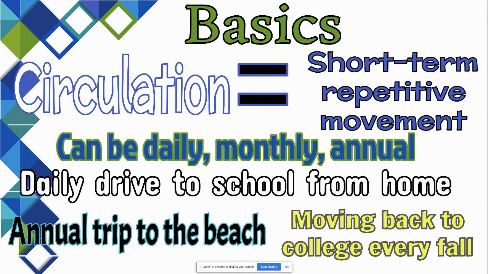All right, to get a little bit more specific, circulation is more like self-referencing. It's short-term repetitive movements. So the deal with circulation is it can be a daily thing, like you driving to school from your house, or you driving home from school back to your house. It could be monthly. It could be annually. So like your annual trip to the beach. Every June, the same week, every year. I think it's week 25. We go to the beach in Savannah. College students who move back to college every fall, they do that every single fall and they come back in May. All right, that's circulation because it's on an annual basis. Does this make sense? I certainly hope so.